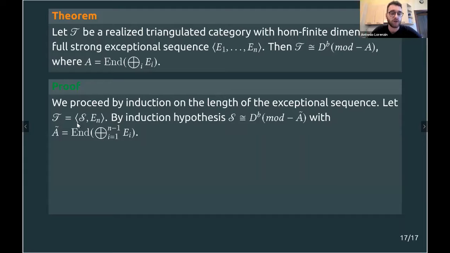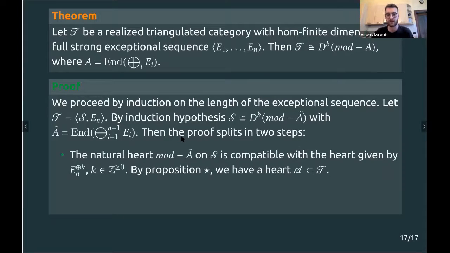And now we consider the semiorthogonal decomposition given by S and En, where S is generated by E1, ..., En minus 1. So now by induction hypothesis, we have that S is exact equivalent to the bounded derived category of mod of A tilde, where A tilde is the endomorphism ring we were looking at above, but now En doesn't appear anymore here. So we want to add it now in some sense. And so now the proof splits in 2 steps.